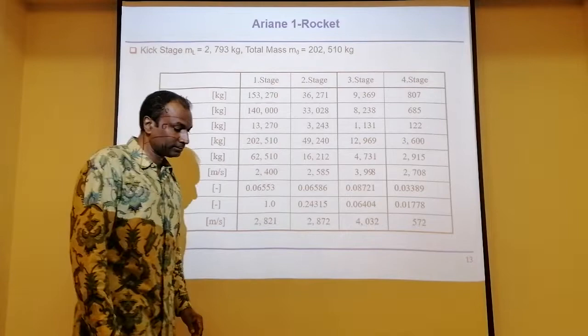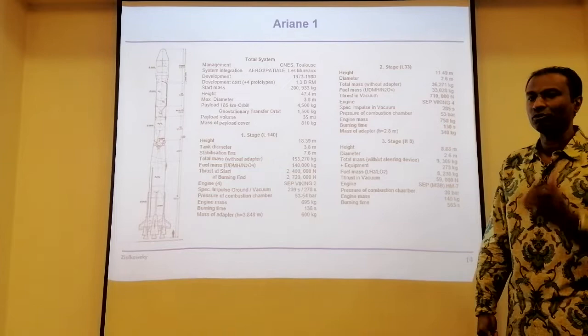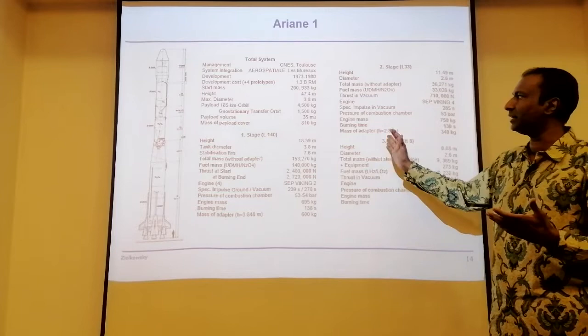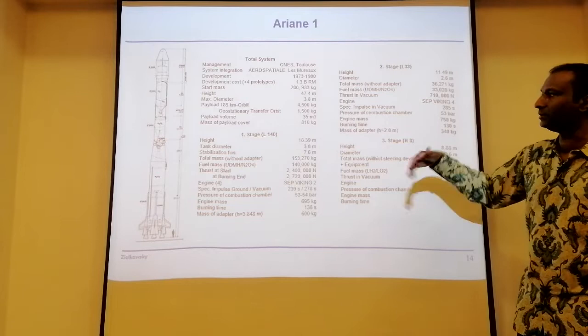Go on. All right. These are typical catalogs that you will have when you want to launch a satellite. The launcher provider will give you catalogs. This is actually a simple Ariane 1. It was serviced long ago, a very successful rocket. Very simple, yet very, very successful. Just look at the parameters for you.